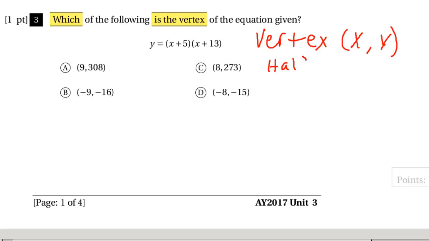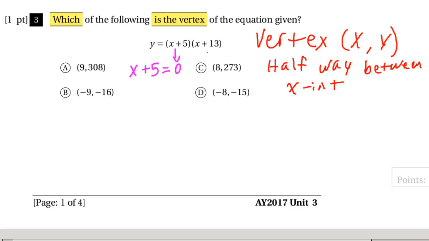So I need to figure out what's halfway between the x-intercepts. Well, I know that this right here, if I set it equal to 0, would tell me what one of the intercepts is. And I know that this right here, if I set it equal to 0, would tell me what the other x-intercept is when I solve both of these for x.